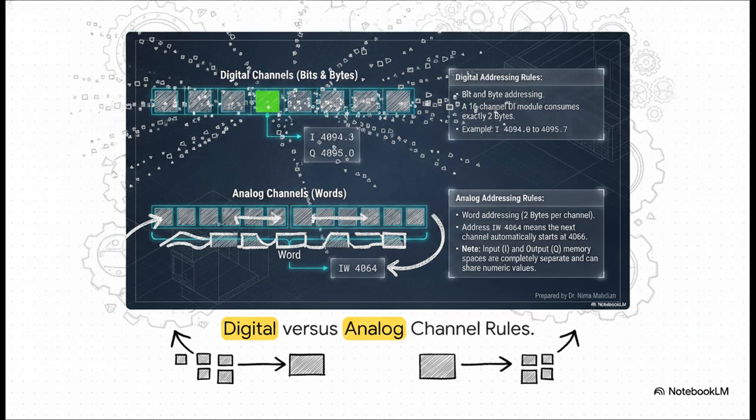Digital channels use bit and byte addressing, so a standard 16-channel digital module consumes exactly 2 bytes. Now compare that to the analog channels below. Analog requires word addressing, meaning it utilizes 2 bytes per individual channel. That is a massive difference in how your memory real estate gets allocated.